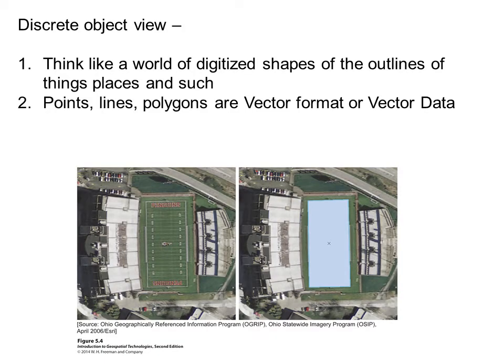So when we think about the discrete object view, think of the world of digitized shapes, of outlines and things like that, points, lines, polygons, vectors. Here we have a football field in an image, and if we were to make a vector version of that playing field, we would simply have a polygon of it.